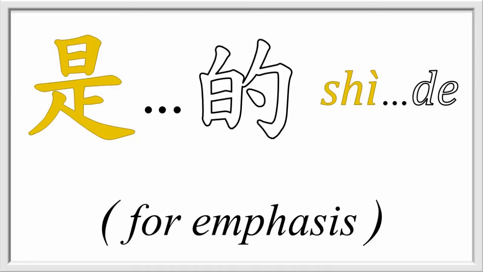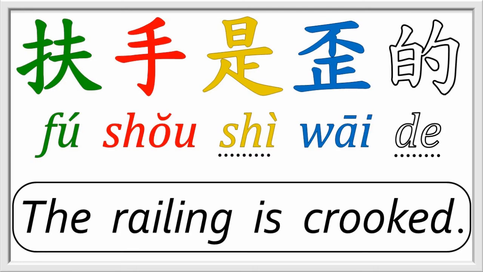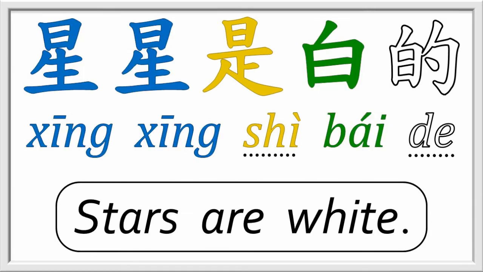The character 是 is especially useful in combination with de to add emphasis. In fact, it's called the shi de pattern in Chinese grammar books. For example, 扶手是歪的, the railing is crooked. Or 星星是白的, stars are white.